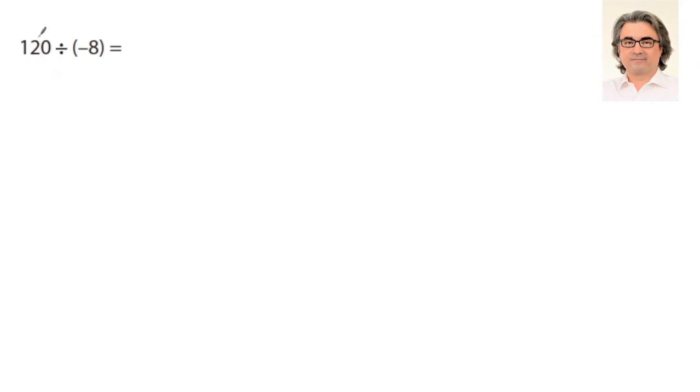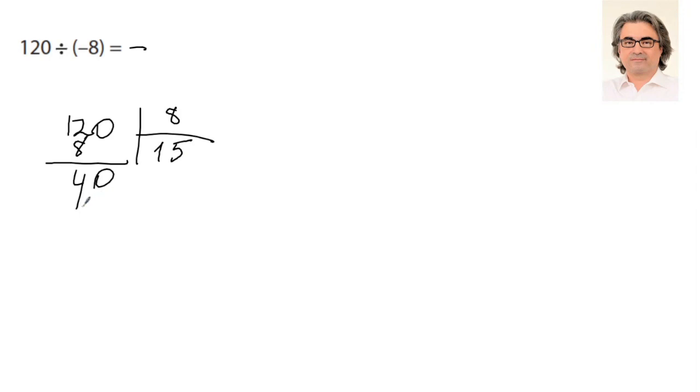Now one of the numbers, the dividend 120, is positive, divisor minus 8 negative. So the result will be negative. Now let's divide 120 by 8, but we know that the result is minus. In 12 I have only 8. 1 times 8 is 8. 12 minus 8 is 4. Now let's write here 0. 40. In 40 I have 5 eights. 5 times 8 is 40. And the result is again 0. So the result here is minus 15.